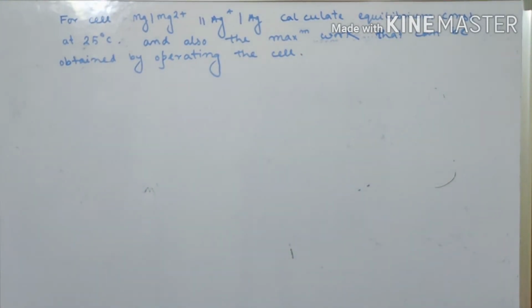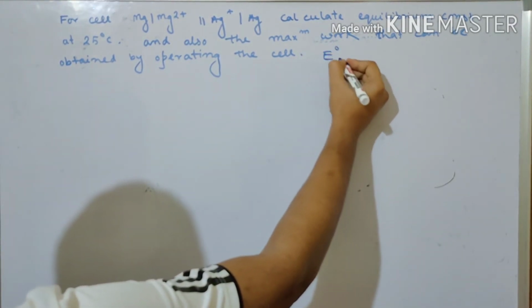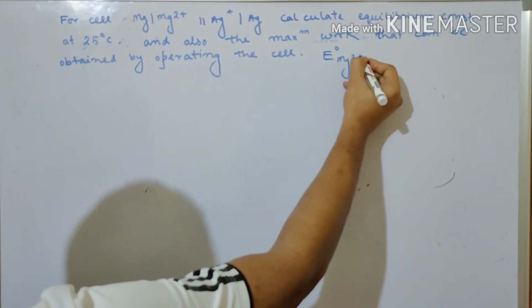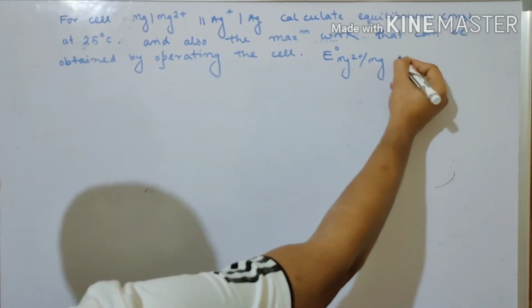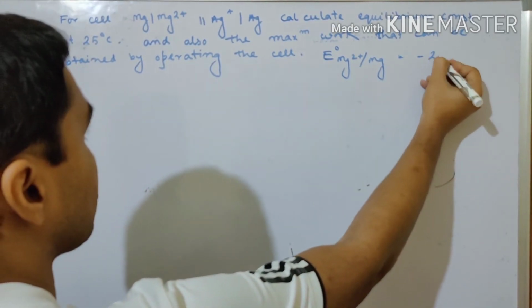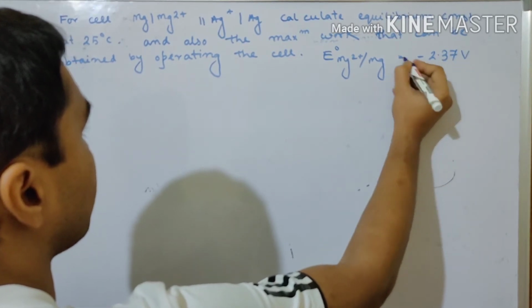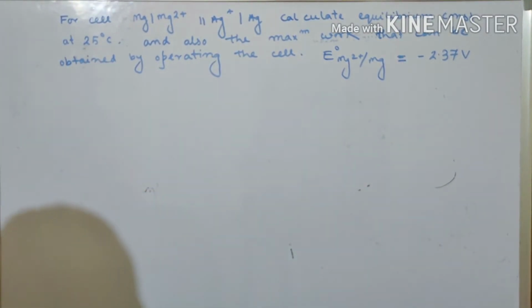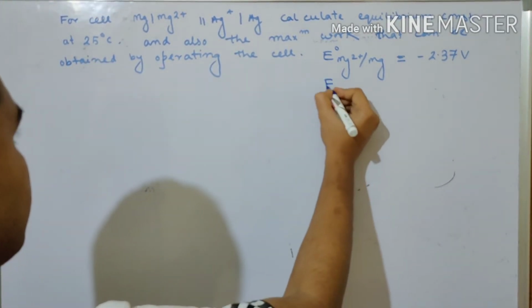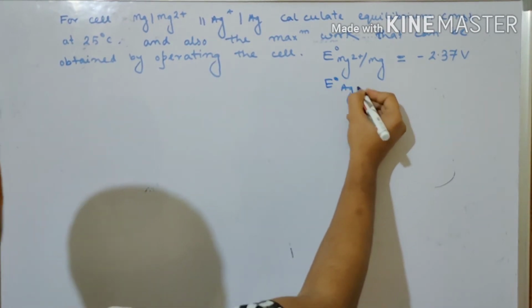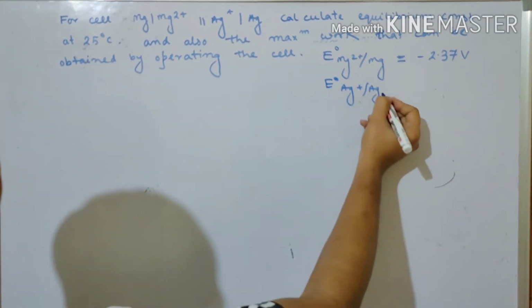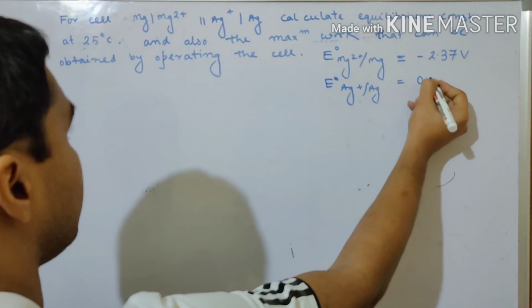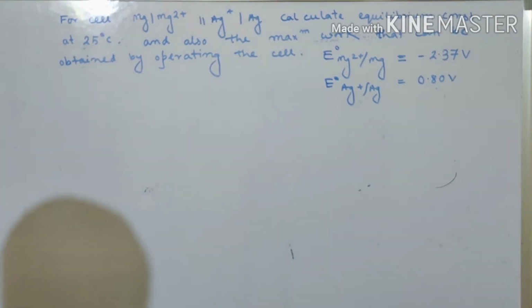Maximum work that can be obtained by operating the cell. Two values are given. E0 of Mg2+/Mg, that we are getting as minus 2.37 volt, and E0 of Ag+/Ag is equal to 0.80 volt.